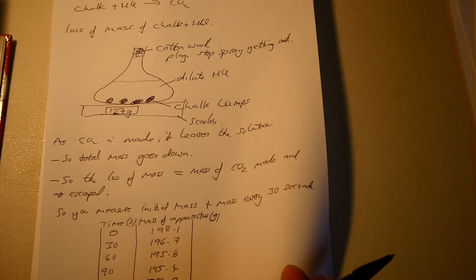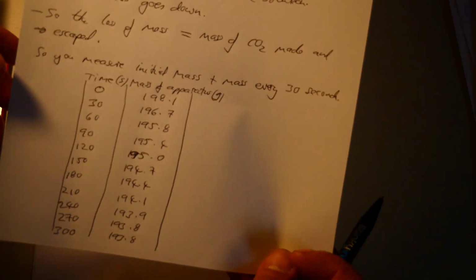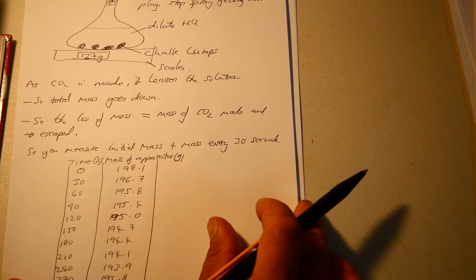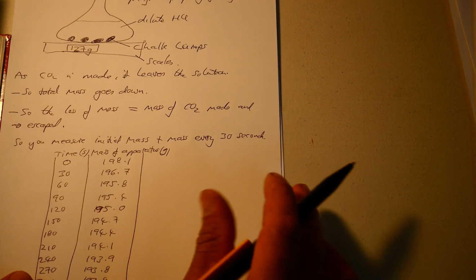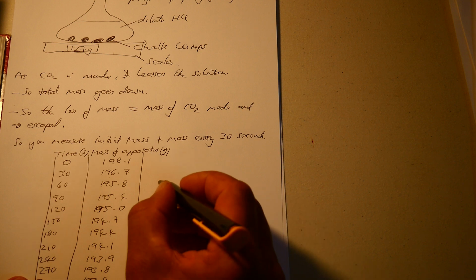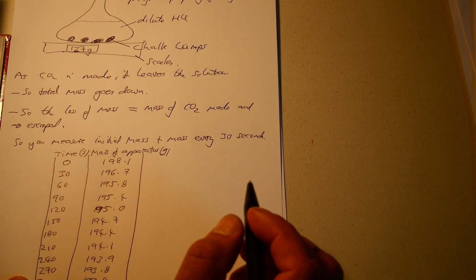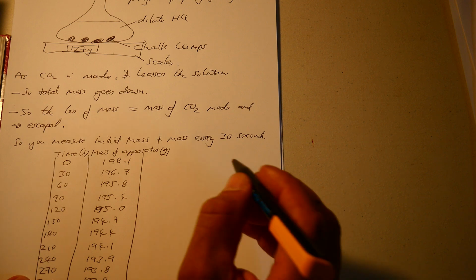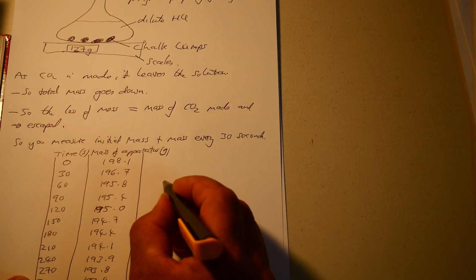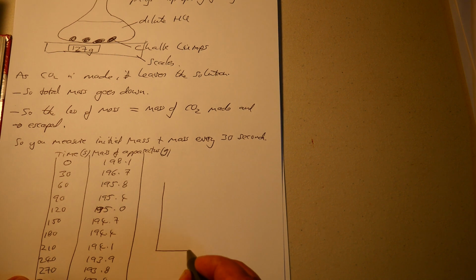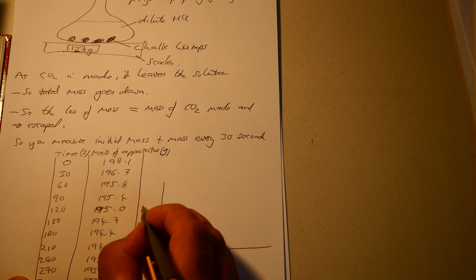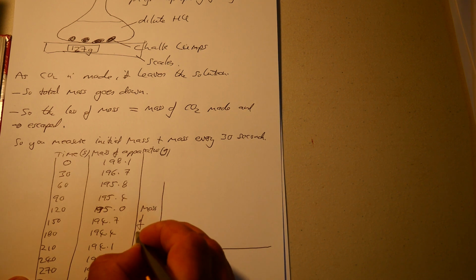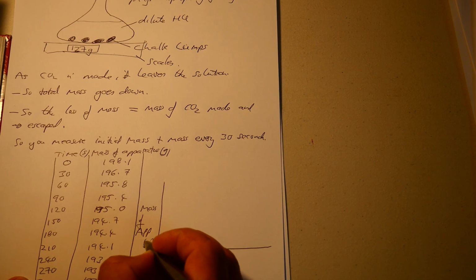So what you then do, once you've got a data table, you can plot it. So you do a rough sketch of that. This is just a sketch. Ideally I should do it with a ruler or graph paper and very carefully plot it, but I'll show you how to use a ruler in a minute. So if you plot that, time against mass of the apparatus in grams.